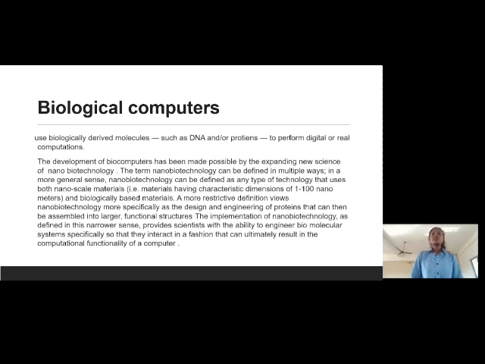A more restrictive definition views nanobiotechnology more specifically as the design and engineering of proteins that can then be assembled into larger functional structures. The implementation of nanobiotechnology as defined in this narrow sense provides scientists with the ability to engineer biomolecular systems so that they interact in a fashion that can ultimately result in the computational functionality of a computer.